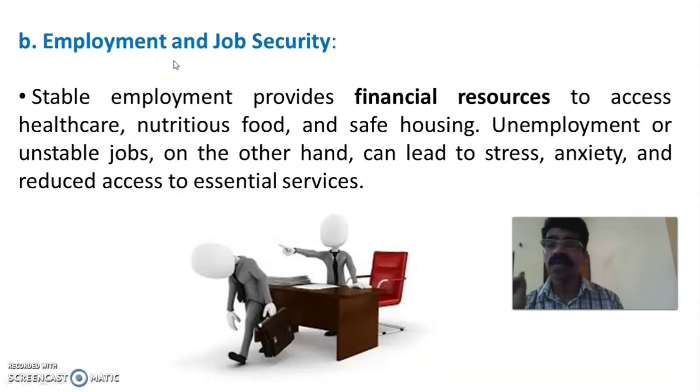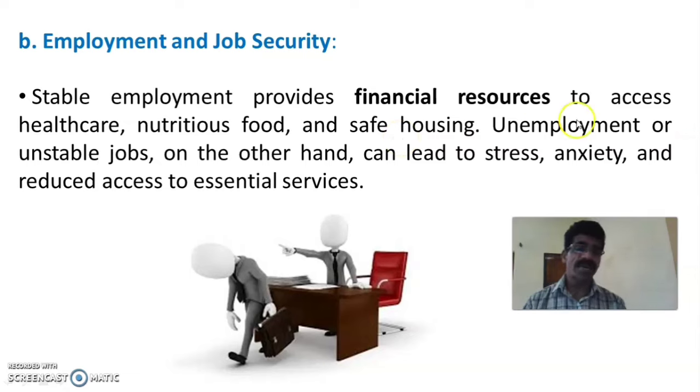The second factor is employment and job security, that is, safety in the job. So stable employment, continuous and permanent employment, provides financial resources or income to the person that helps to access the available healthcare services, access a balanced diet or nutritious food, and have safe housing conditions.